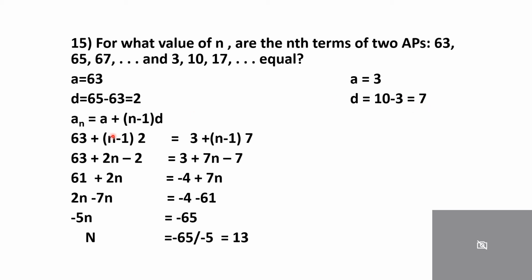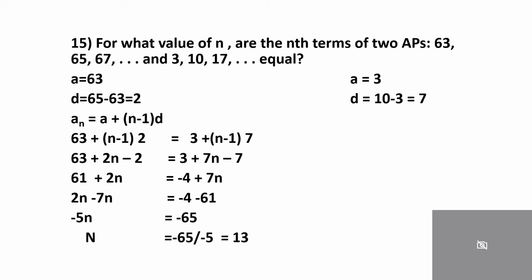Both the terms are equal, so we have to choose A plus N minus 1 into D. Here also A plus N minus 1 into D. As both the values are equal, we are putting an equal to sign. 63 plus N minus 1 into 2 equal to 3 plus N minus 1 into 7. So when you solve, you will get N equal to 13. So the 13th term of this AP is equal to the 13th term of this AP.